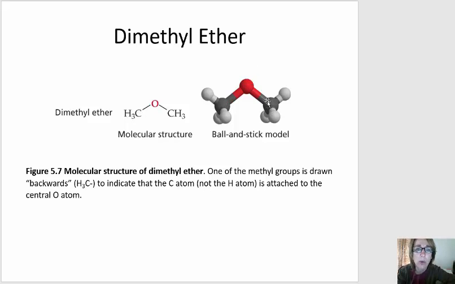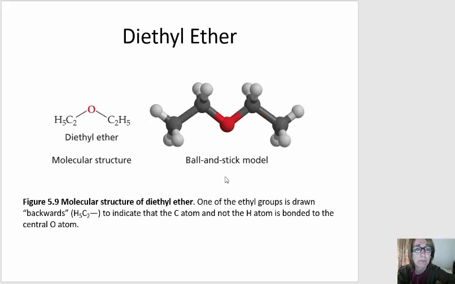And in our ball and stick model, we clearly see the bent structure of the ether. The oxygen is red, carbons are black, and the hydrogens are white. Another important ether is diethyl ether, which was used as the first anesthesia in surgical procedures. Again, we see this bent molecule here.